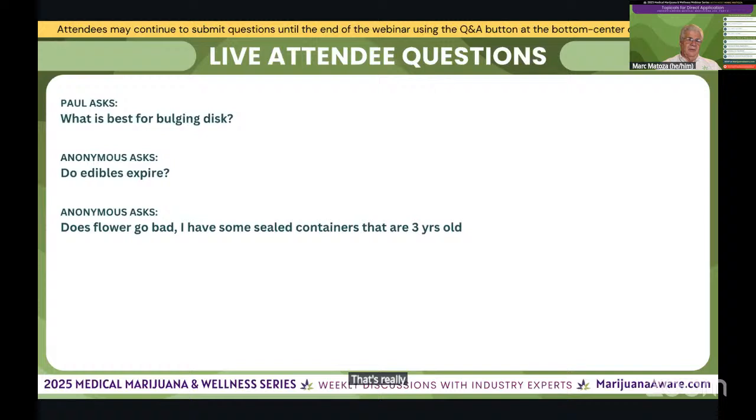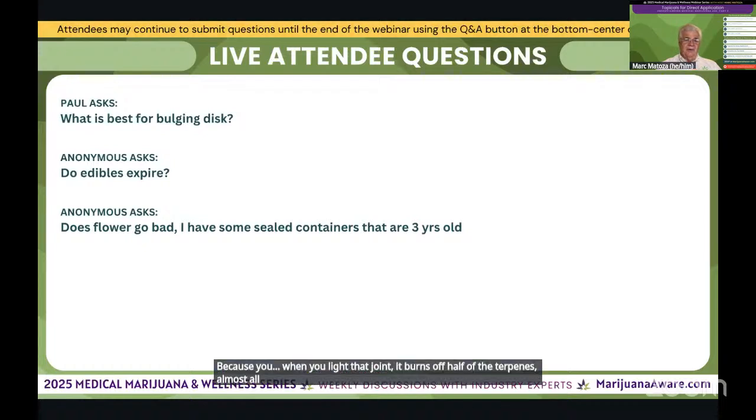I don't recommend smoking flower by itself, because when you light that joint, it burns off almost all the terpenes, almost all the flavonoids, and almost half of the cannabinoids. But if you use a dry vaporizer, you can get the best results from these terpenes, because they don't burn off, and it's better for your lungs. You have vapor in your lungs, not burnt material, which is much better.